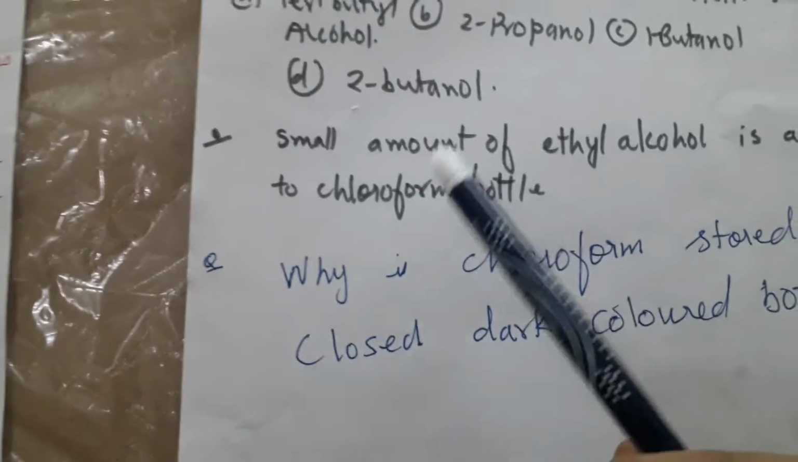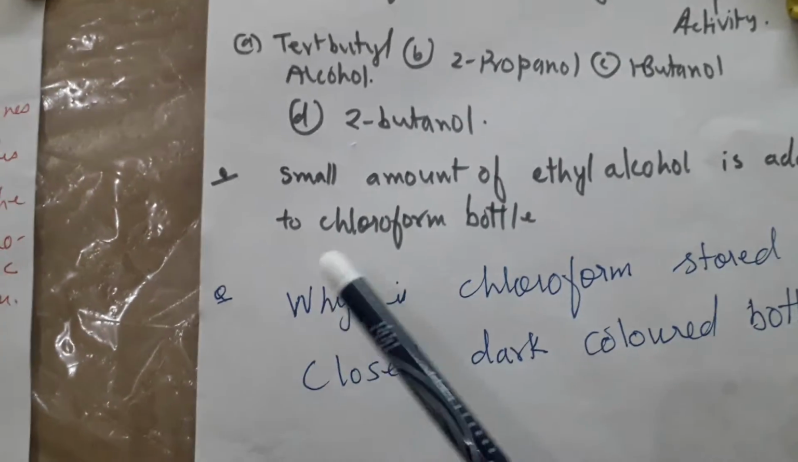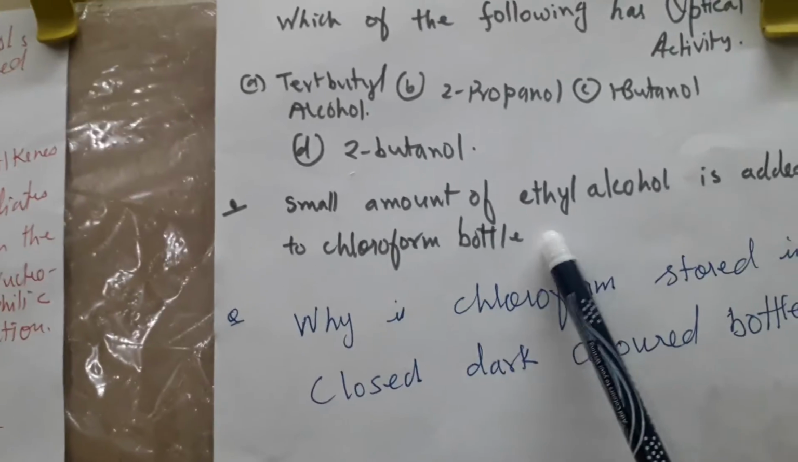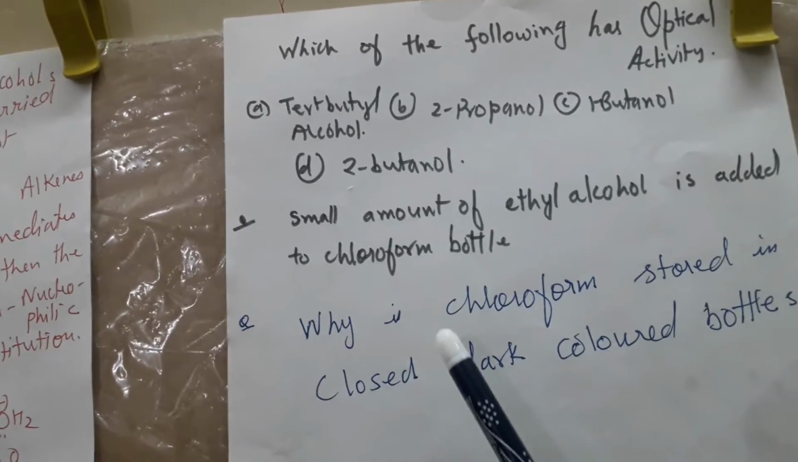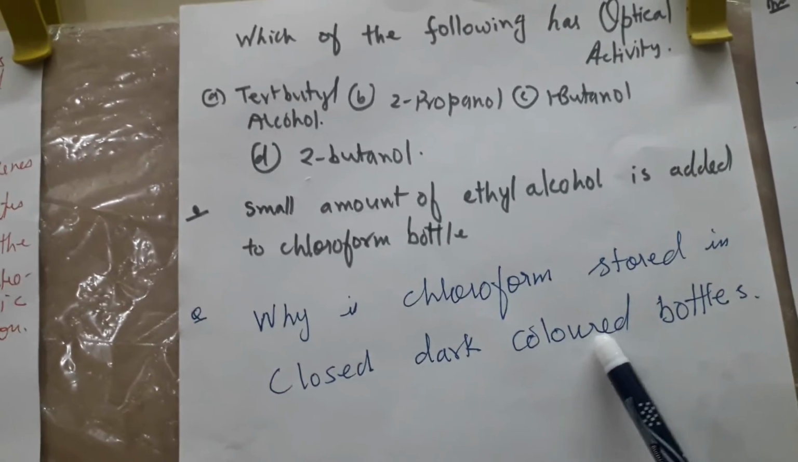And second is, a small amount of ethyl alcohol is added to a chloroform bottle. Why? And third is, why is chloroform stored in closed dark colored bottles? Clear to you? We have to do all these three questions.